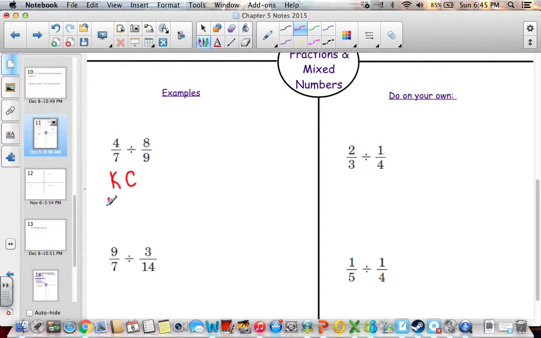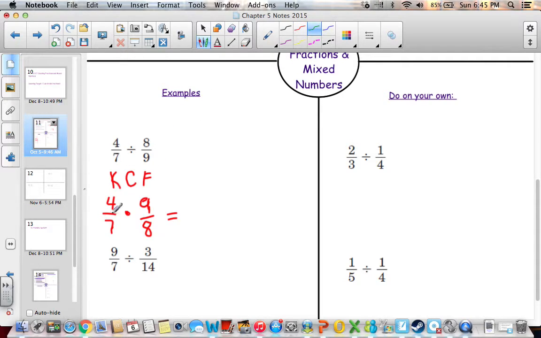So actually I'm going to write this right under here. We're going to keep 4/7. We are going to change the sign to multiplication. And then we are going to flip the second fraction to 9/8. So we literally flip the denominator to the numerator, flip the numerator to the denominator, and then we multiply. Now that we're experts on multiplication, I'm going to show you a trick of simplifying before we multiply.